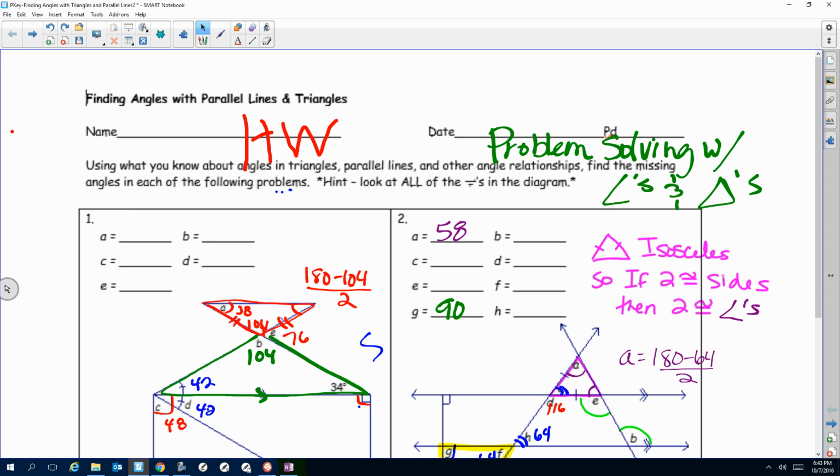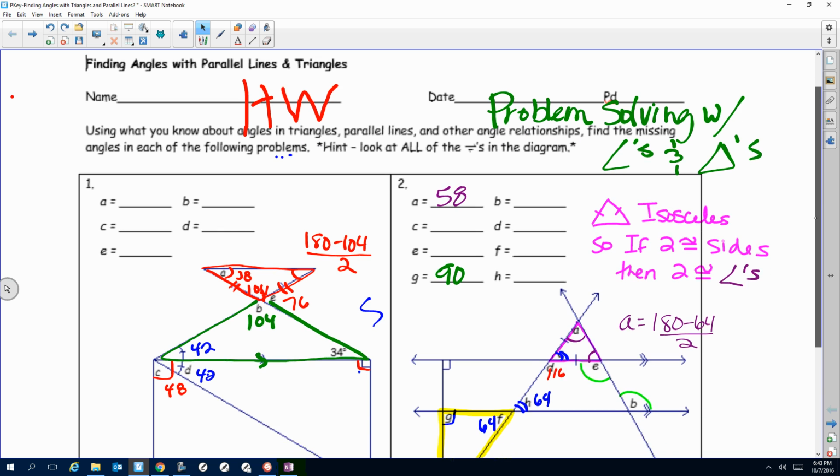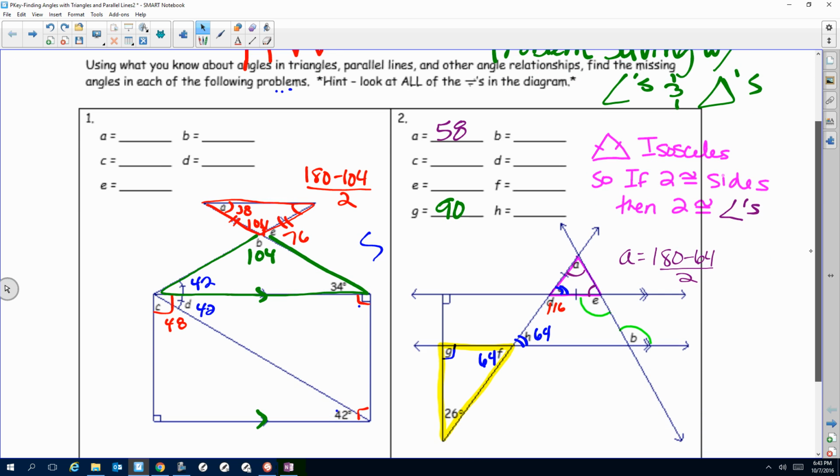Okay, this is the worksheet you have for homework this weekend to help you out. I did a quick little video explanation of some of the partial keynotes that I have for you to do. We did number 1 in class, so you're going to do problem solving with angles and triangles.